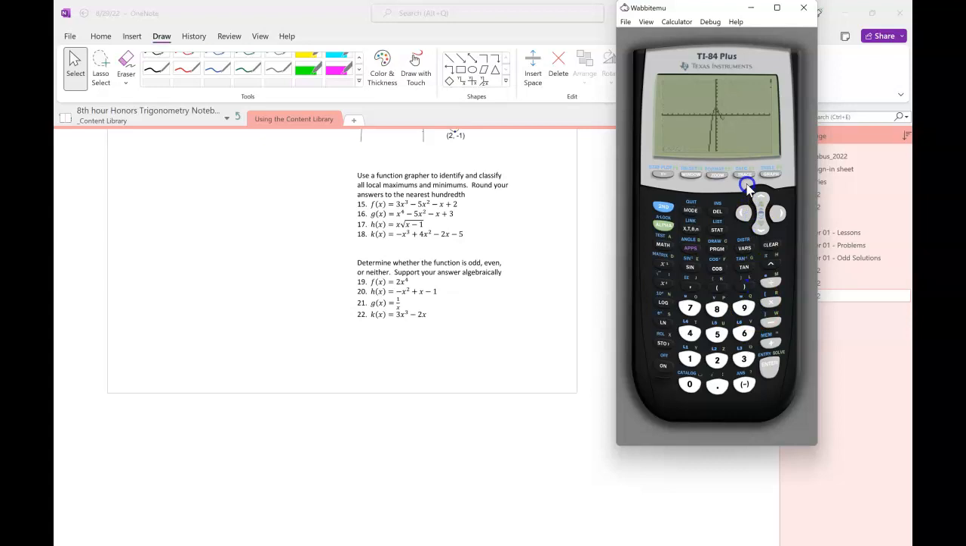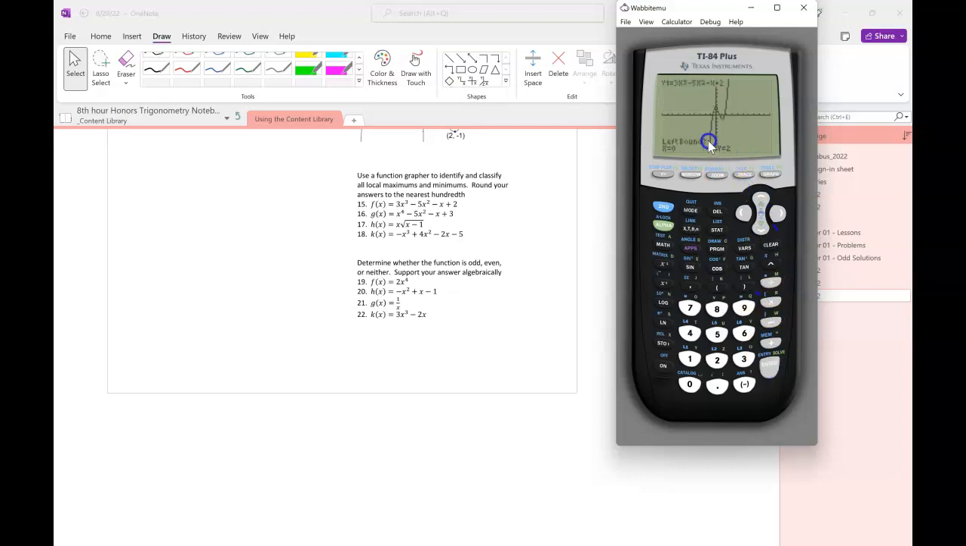Let me look at what this is. Nope, that should be good. Okay, so I see one local maximum here, and I see one local minimum here. To find the coordinates for these, I'm going to press second, and then trace. And then to find the maximum, which I'm going to do first, I'm going to use the maximum command.